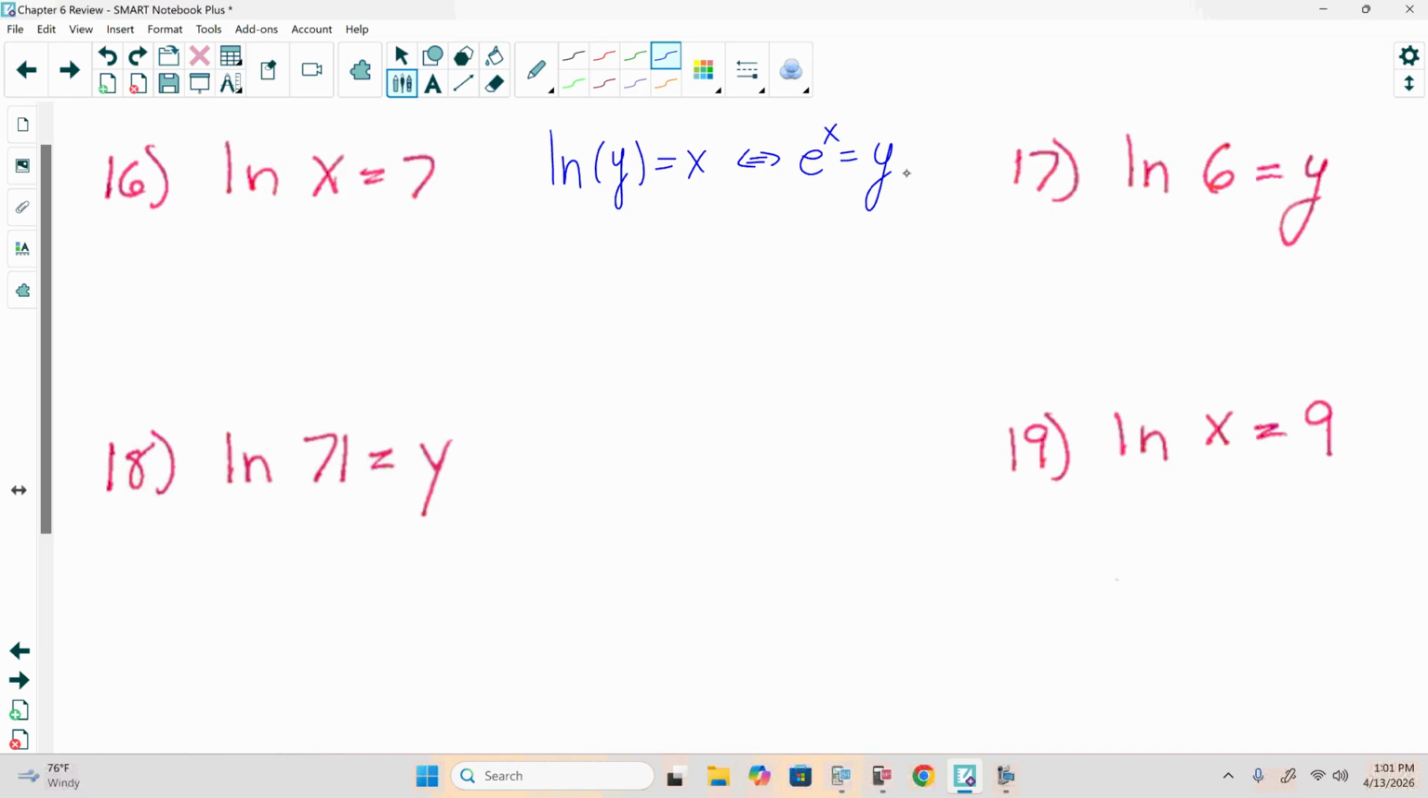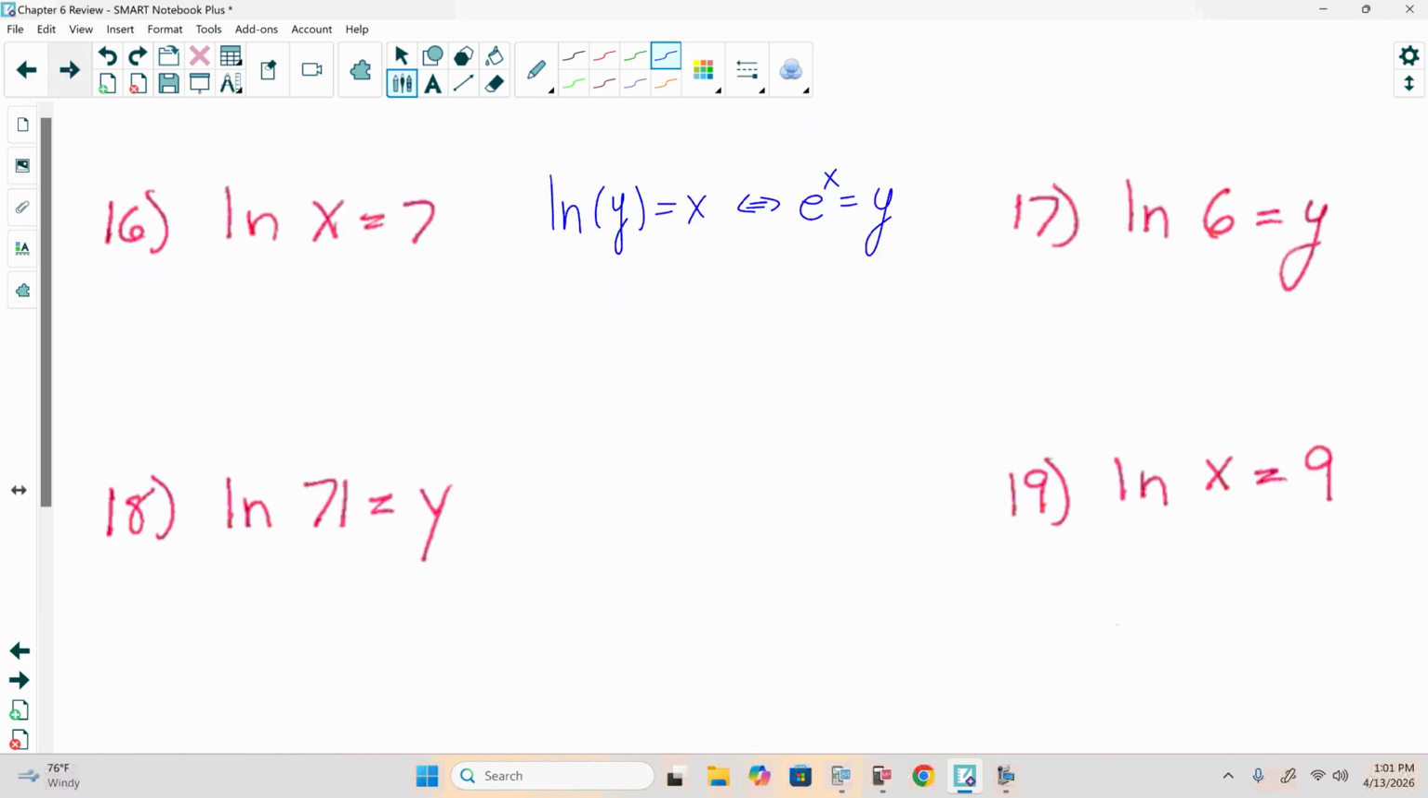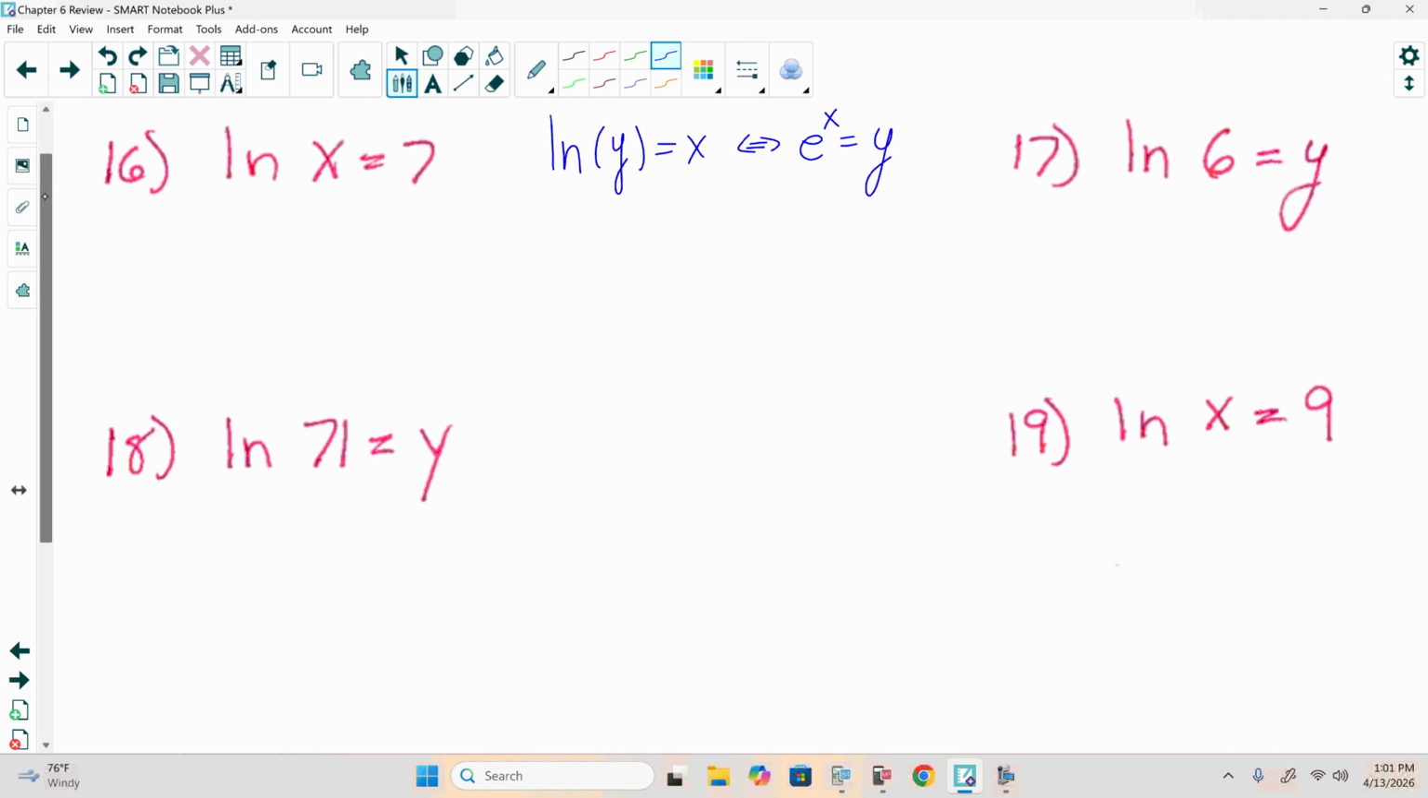The natural log of y equals x if and only if e to the y equals x. Okay. So we can do the switching method as we did before. So for 16, even though the base is not written, it's understood to be e. What's taking the place of x in this case is 7 in the logarithmic form, so it's going to go up into the exponent. And this is going to equal y. So the natural log of x equals 7 in exponential form would be e to the 7th is equal to y. Questions on this here?